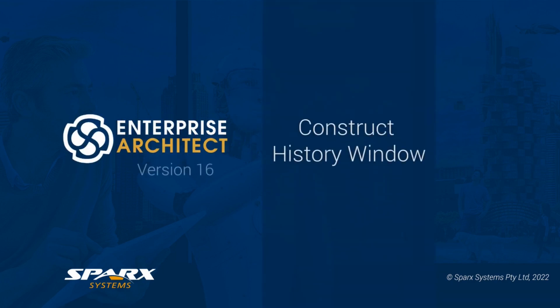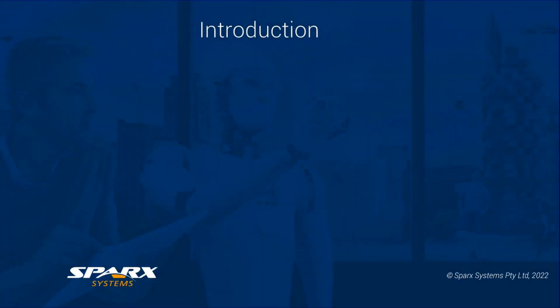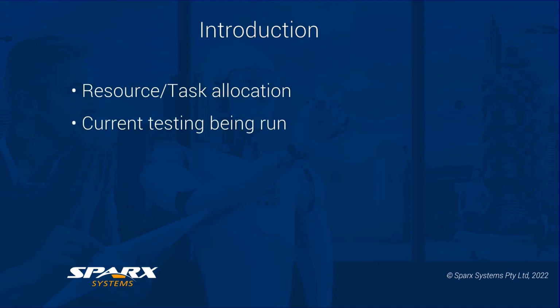The Construct History window in version 16 of Enterprise Architect provides a new way to monitor your construction in real time. Whether you're monitoring software development, model design, deployment, project management, or any other scenario, the new Construct History window keeps you in touch with an up-to-date view of the resource or task allocation, current testing being run, as well as following up on maintenance issues.